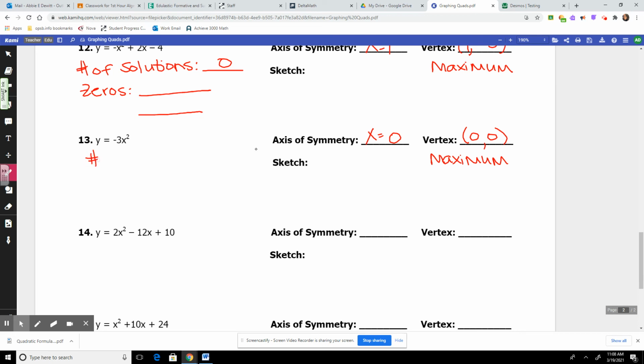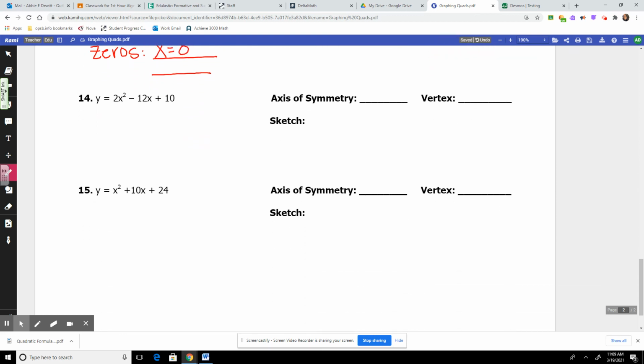And the number of solutions and your zeros are your x-intercepts. And if you look at the graph for number 13, there's only one. There's one solution where x equals 0. And then for 14, the axis of symmetry is x equals 3. The vertex is (3, -8) with a minimum.